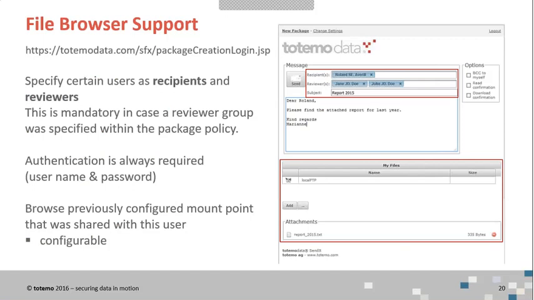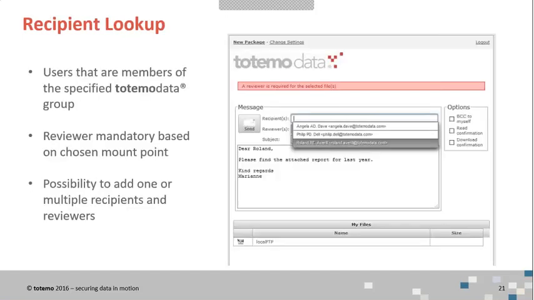And then, because we shared this file server with this user, they will be able to browse this local FTP server and use the files that are stored in this file server to create a package. Something worth mentioning is that we have implemented so-called recipient lookup. So once you start typing the names for the recipients or the reviewers, you will have some kind of auto-completion. You are able to see 3 names here, or 3 users, and those 3 users are also part of this Active Directory group, which was configured previously.